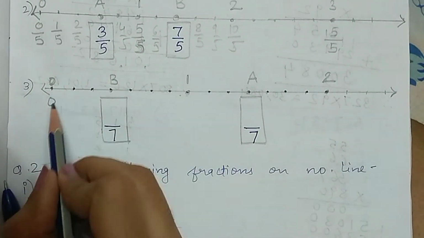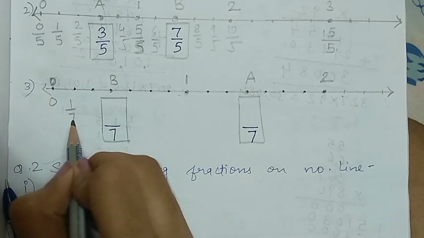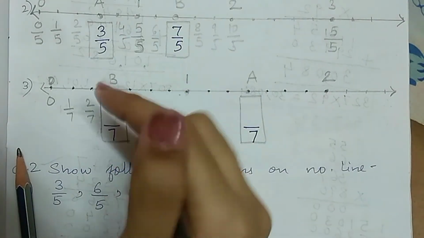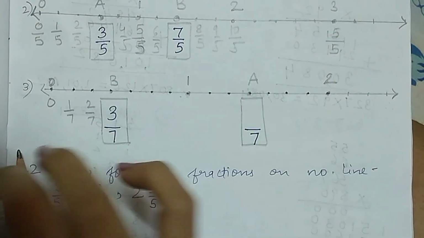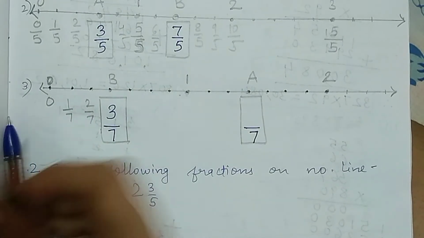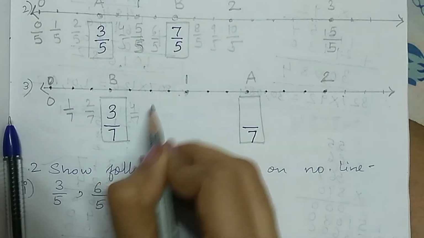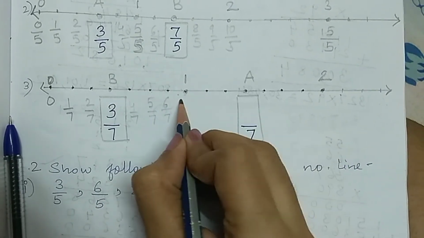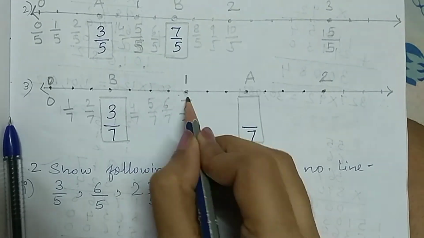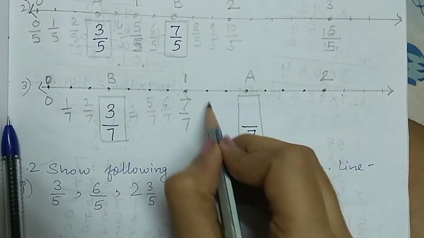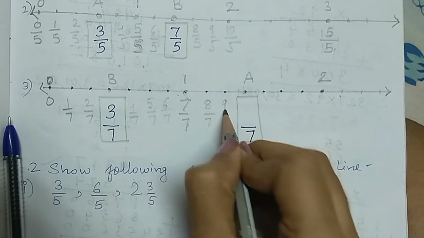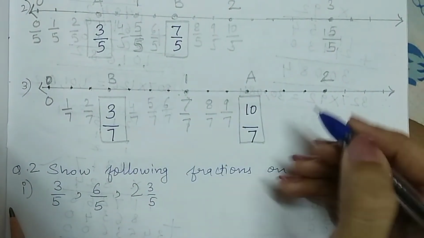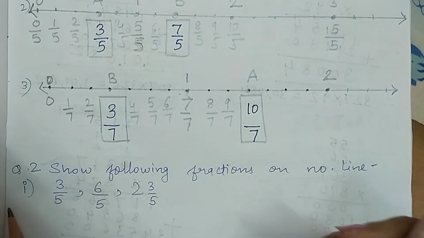So let us start. After 0 it is 1 by 7, then 2 by 7. So here it will be 3 by 7. Then next 4 by 7, 5 by 7, 6 by 7, and this will be 7 by 7. Same number gives 1. Then 8, 9, and here it will be 10 by 7. So we got our A and B points.